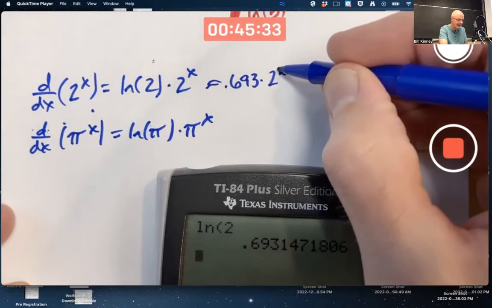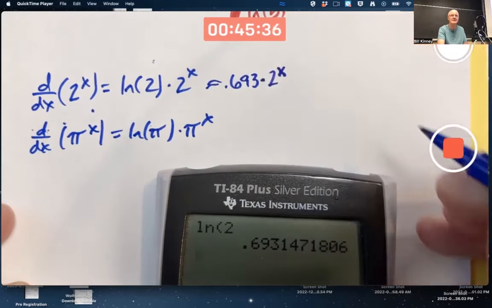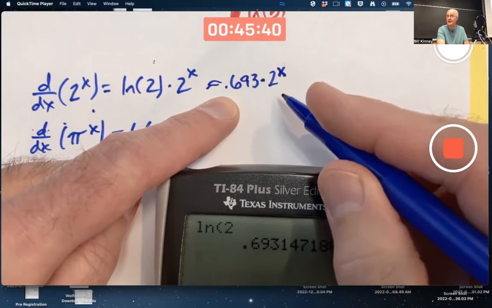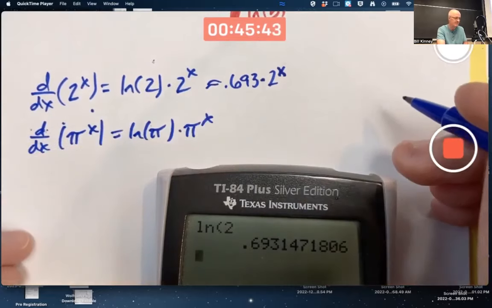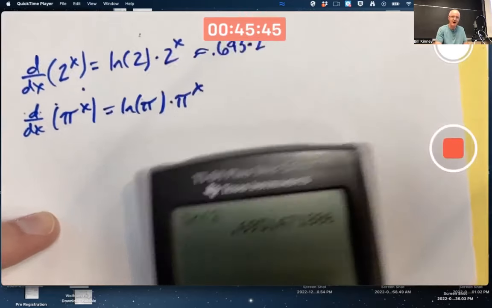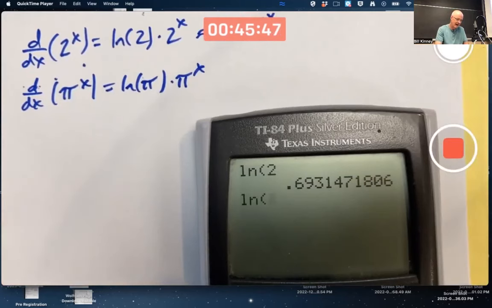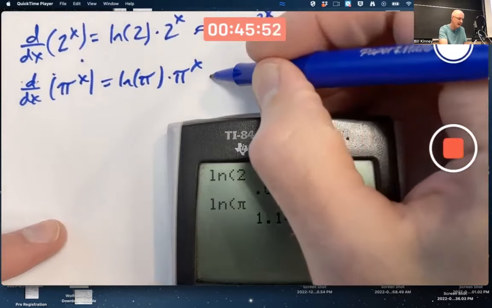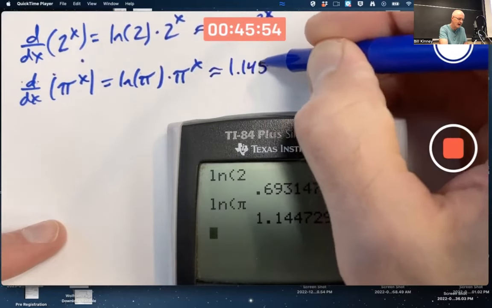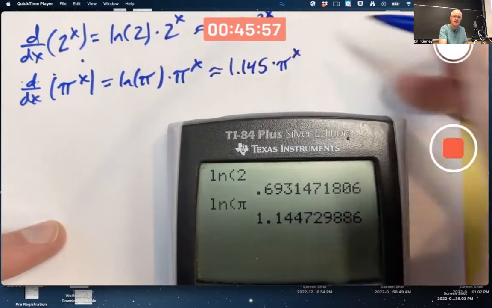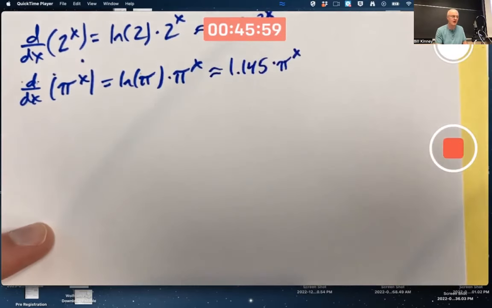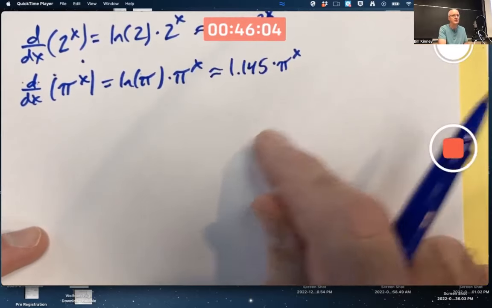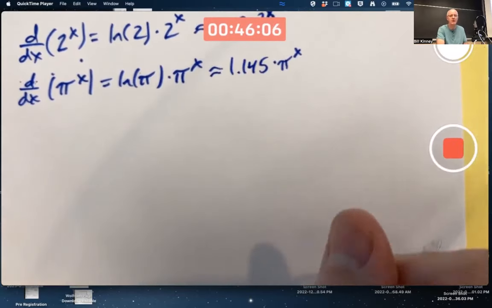It is important to put the dot in there, by the way, this dot, to emphasize these are distinct things. When you plug in a number for x, you do 2 to the x first and then multiply by 0.693. That's ln of pi. ln of pi is about 1.145. So this is about 1.145 times pi to the x. Actually, since pi is a symbol for a number, you don't really need a dot there. It's understood that you would do pi to the x first and then multiply by 1.145.